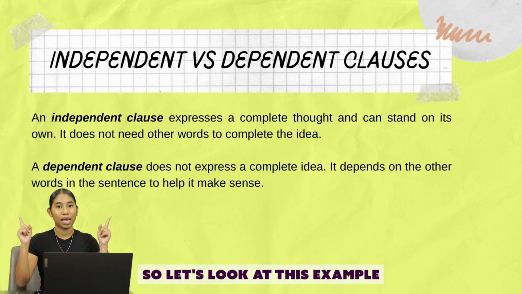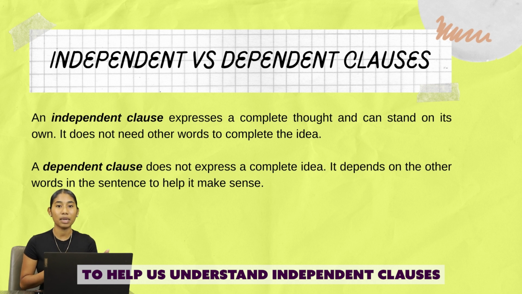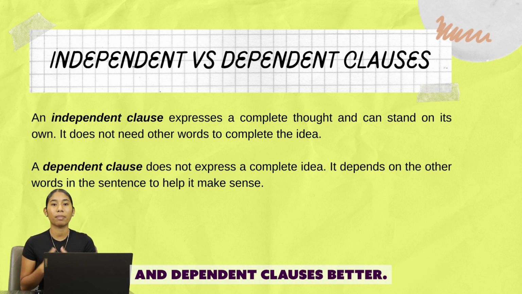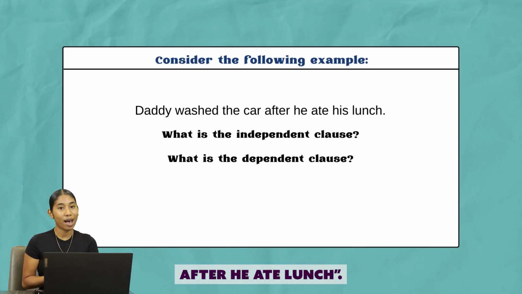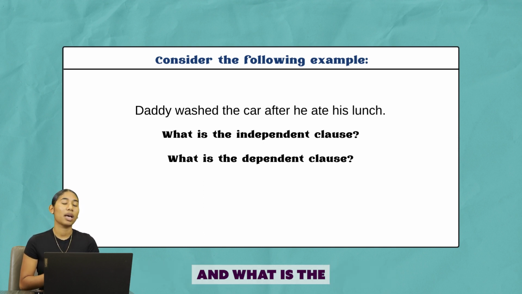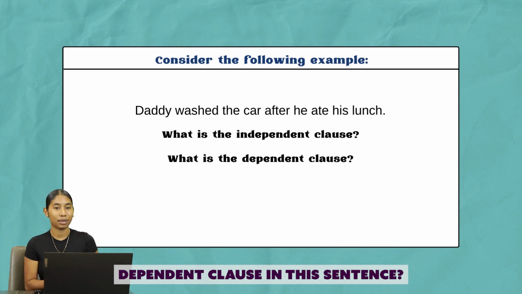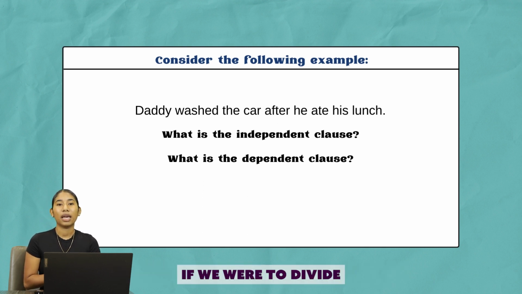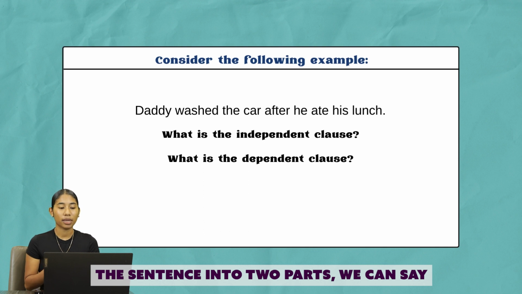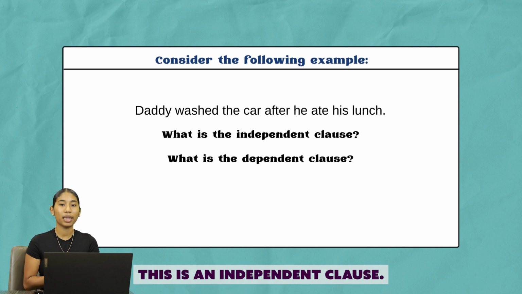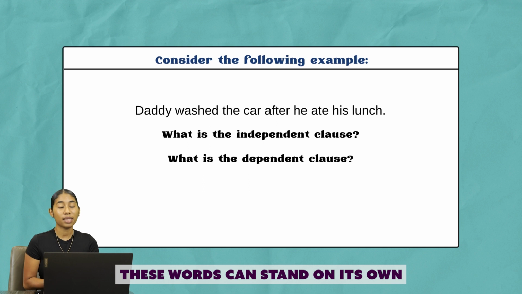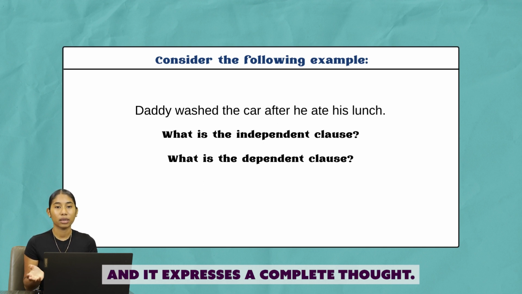So let's look at this example to help us understand independent clauses and dependent clauses better. The sentence reads, "Daddy washed the car after he ate lunch." What is the independent clause and what is the dependent clause in this sentence? Well, if we were to divide the sentence into two parts, we can say, "Daddy washed the car." This is an independent clause. These words can stand on their own and it expresses a complete thought.